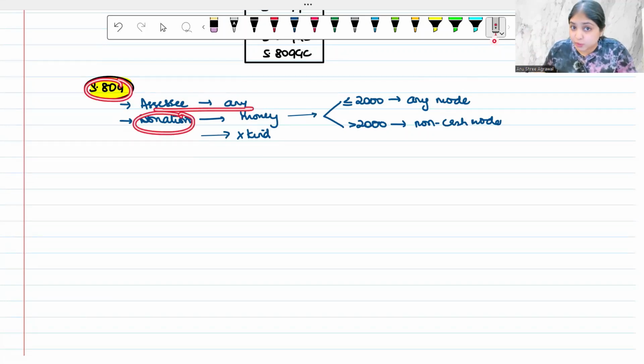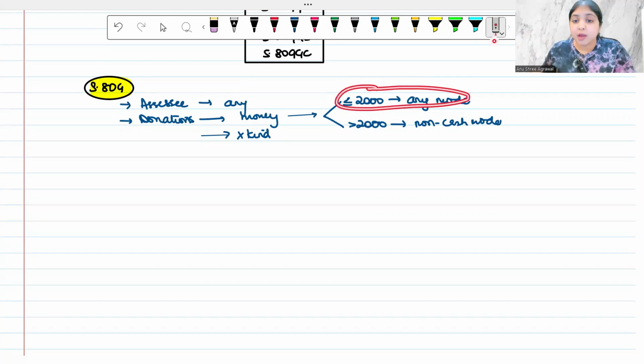The assessee is making a donation. The donation has to be in money form, the donation should not be in kind. And when the donation is in money form, up to 2000, it can be in any mode. More than 2000 has to be only in non-cash mode.